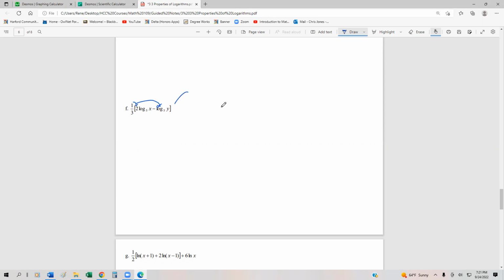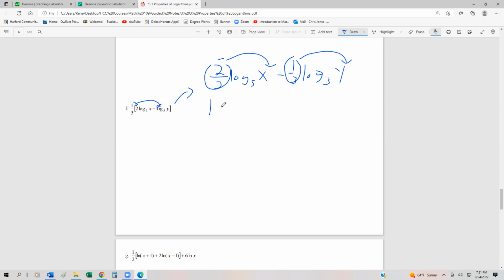And so that's going to turn us into 2/3 log base 5 of x minus 1/3 log base 5 of y. We're going to move any of these coefficients as exponents. So now we're going to get log base 5 of x to the 2/3 minus log base 5 of y to the 1/3. And then finally, before we write this into another form, we are just going to write this into a single log.